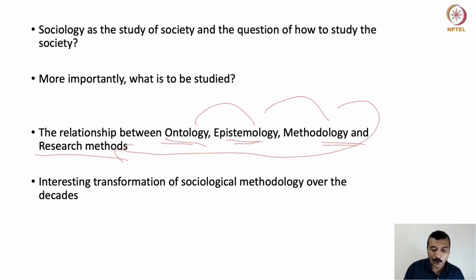And if you look into the trajectory of sociology as a discipline, how did sociology emerge? You are familiar with that story by now. Sociology emerged as social physics. Sociology wanted to ape modern sciences like physics. It wanted to do study in a scientific manner. But later that kind of positivist orientation was challenged.